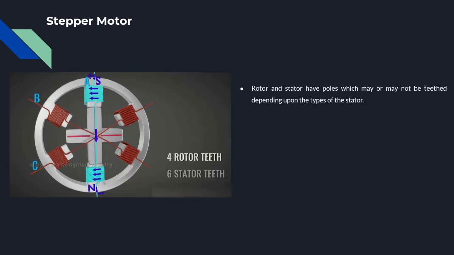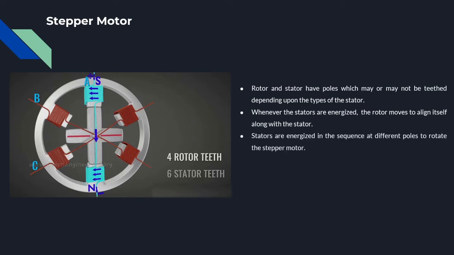Now, rotor and stator poles may or may not have teeth-like structure, which obviously depends upon the type of the stepper motor. Whenever the stator is energized, the rotor moves to align itself with the stator. Stators are energized in sequence at different poles to rotate the stepper motor.